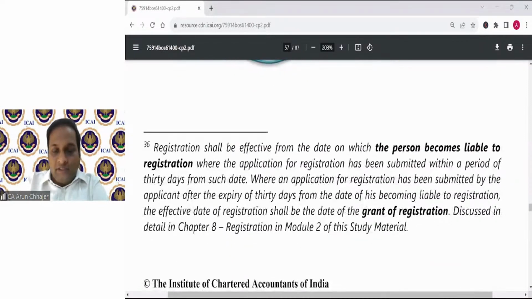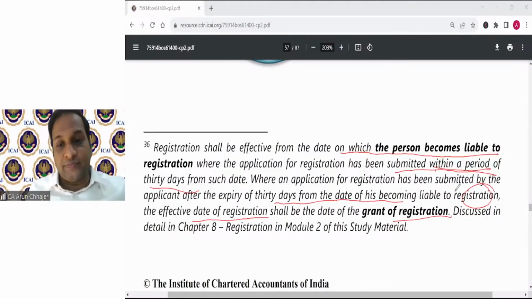Registration shall be effective from the date on which the person becomes liable to be registered, where the application has been submitted within a period of 30 days. Where the application has been submitted after expiry of 30 days, then the effective date of the registration will not be the date of the liability, it will be the date of granting of the registration. Let me explain this point once again, very, very important.